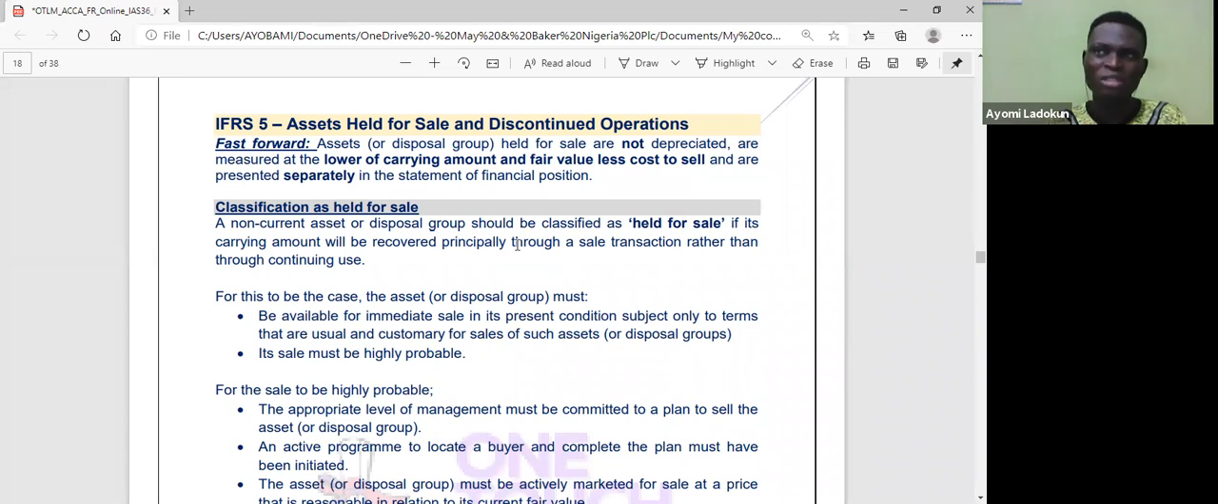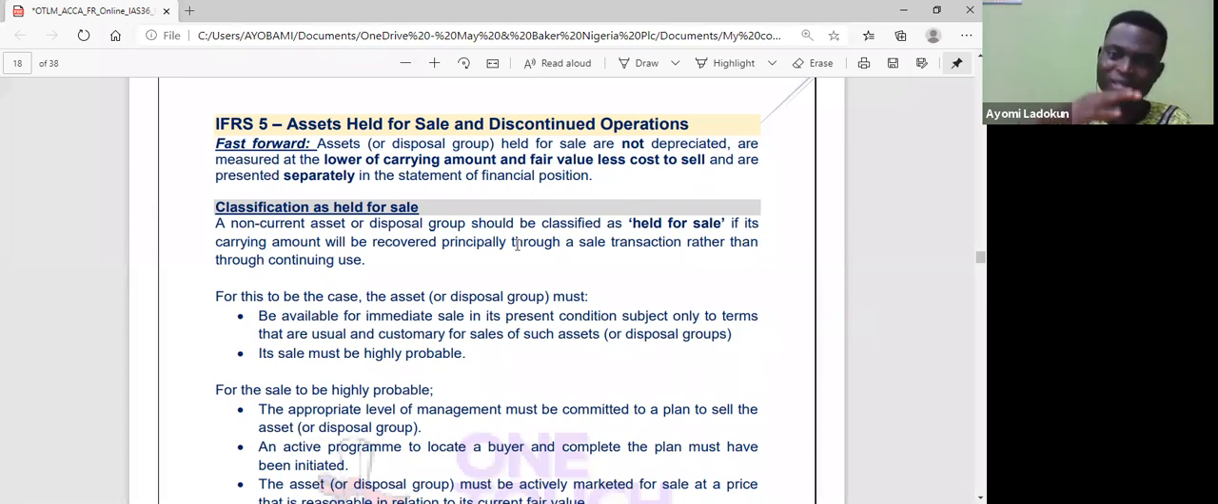Now, is it possible that the carrying amount of my asset can only be recovered through sale rather than continuing use? What does that mean? I have an asset that has a carrying amount of 500,000. If I continue to use the asset, I may not recover the 500,000. The only way to get that money is to sell it. In that case, I can classify it as held for sale, and the standard around that is IFRS 5. Now you begin to wonder: I want to sell my asset, so why am I having a standard around sale of assets?